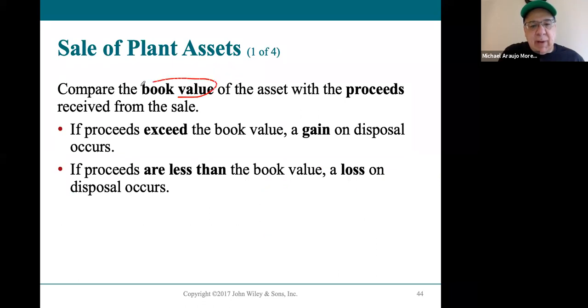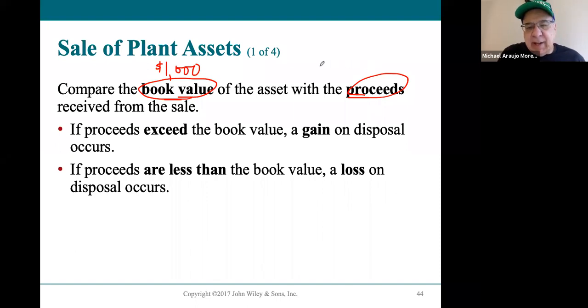Everything, when it comes to a sale of an asset, you look at 2 numbers. Okay, the proceeds is how much you sold it for. And you compare that with the book value. So let's say I had a truck. Remember that wonderful truck that we were looking at for Bill's Pizza? Had a salvage value of $1,000 at the end. That would be its book value at the end of 5 years.